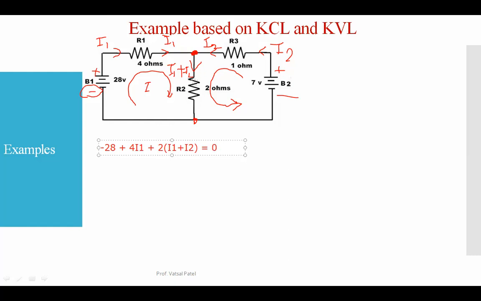So if we rearrange this equation and multiply the 2 into the bracket, can I write like this? It is 4 plus 2, 6I1 plus 2I2, it is equal to 28. From the first loop, this is our equation number 1. Do you understand up to here?